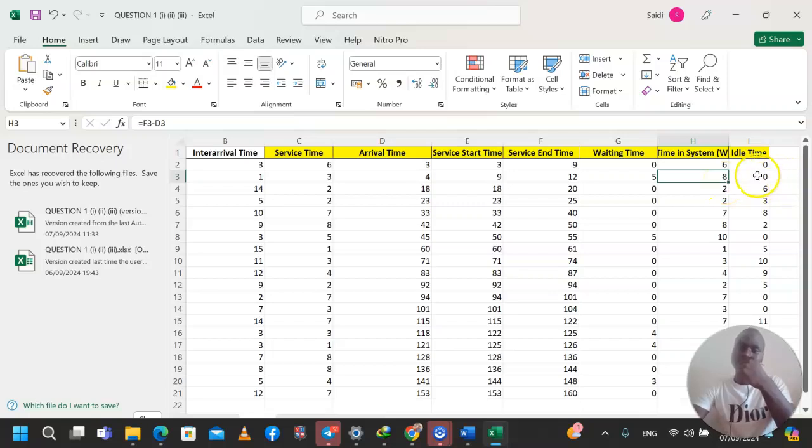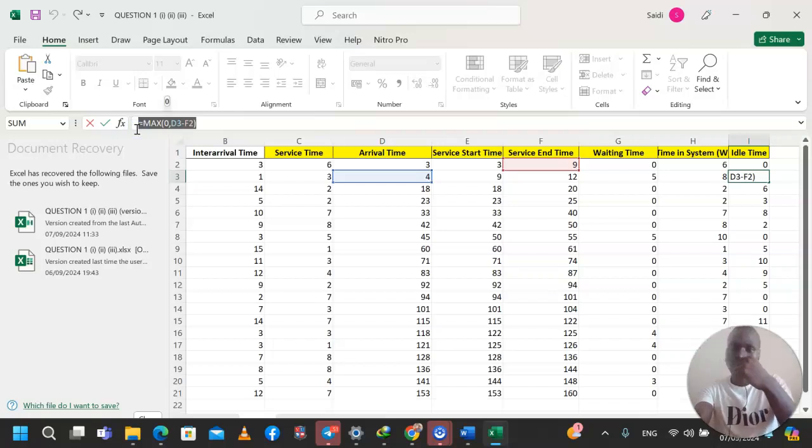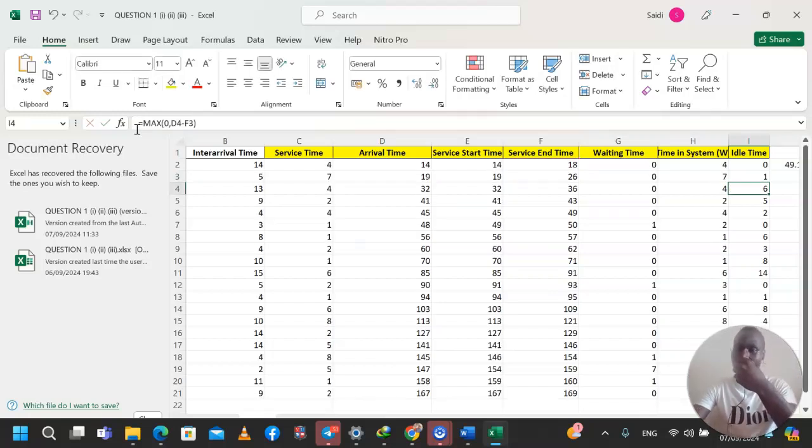And for the idle time, we used this formula of max, max 0, then his arrival time minus his end time to get the idle time. Adding 0 is like calling a value whereby in case we get a negative, instead of presenting a negative, we represent it with that 0, because in time we have no negative integer. So that's how I came to this.